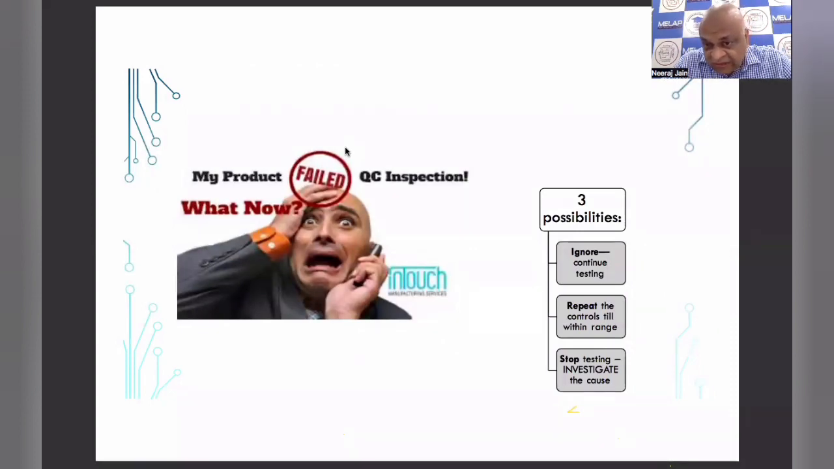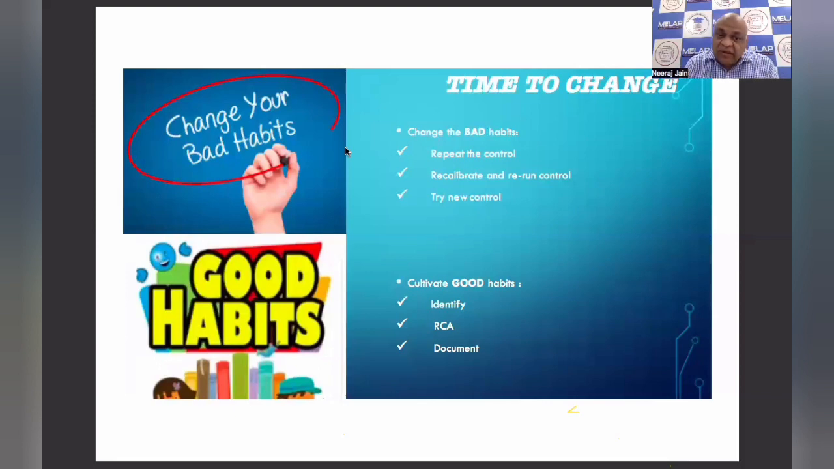Because one thing is, you are saying whatever it is the requirement of standard, I have to run quality control and I have followed the guidelines. I am running controls, but you're not bothered about the result of that control. You are, after running control, testing patient sample. Or you are running the control till you are getting the correct result. That is also not the solution. What you have to do, you have to stop testing, you have to investigate, and you have to take the appropriate action.